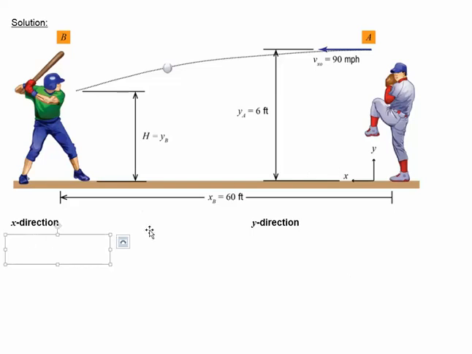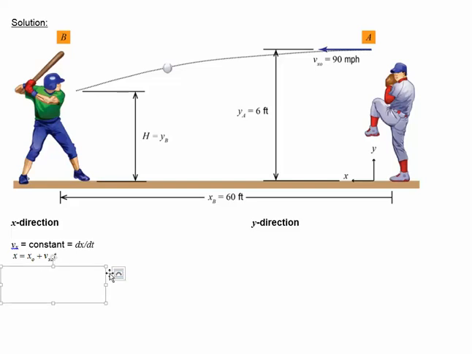One thing that makes it simple is that the velocity in the X direction is constant, assuming we neglect air resistance. So the velocity equals dx/dt. If you integrate that, you get x equals x naught plus vx naught t. So we can apply that equation at point B, and that will give us the time it takes the ball to get to the batter.